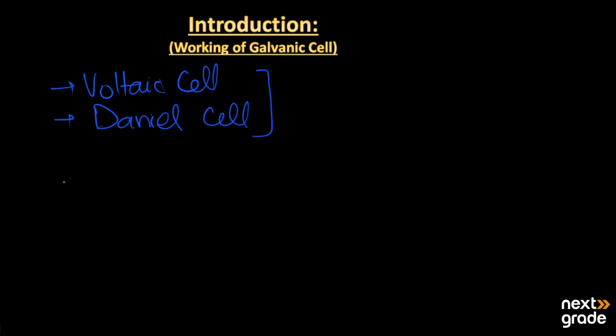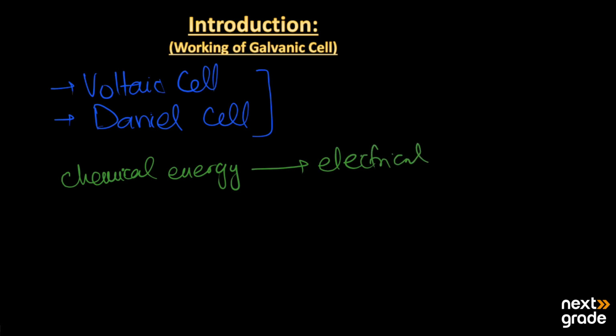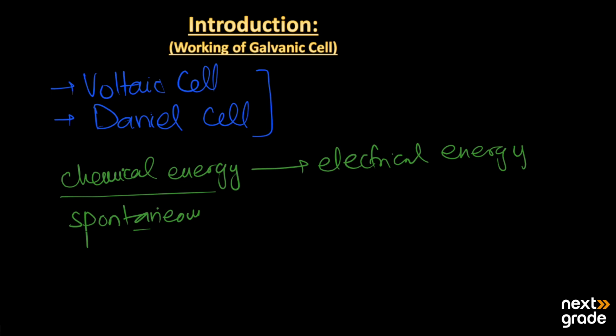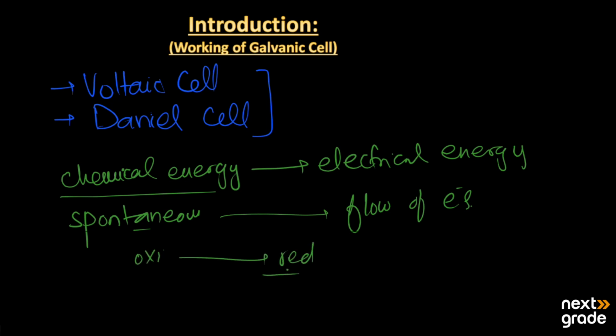The galvanic cell is a cell in which chemical energy is converted into electrical energy. That chemical energy conversion happens as a spontaneous process. When that spontaneous process takes place, the chemical reaction also happens and converts it into electrical energy in the form of flow of electrons. The process of oxidation as well as the process of reduction will also take place.